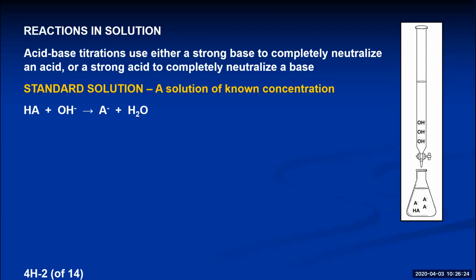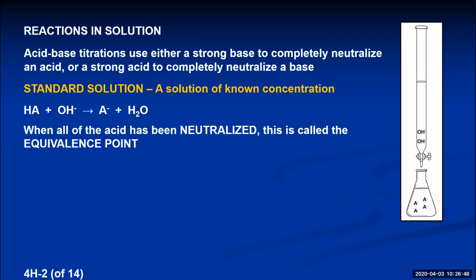To completely neutralize the acid that was in the flask below, it didn't matter whether that acid was strong or weak. There were four acids in there originally, so you need four hydroxides to neutralize it. I'm going to put one more hydroxide in there, and that's going to neutralize the final one. So we have added just enough of the sodium hydroxide solution to neutralize all of the acid molecules in the flask below. When all of the acid has been neutralized, we call this the equivalence point of the titration.